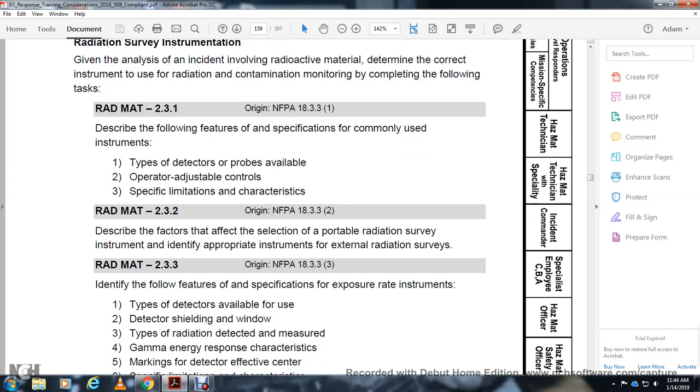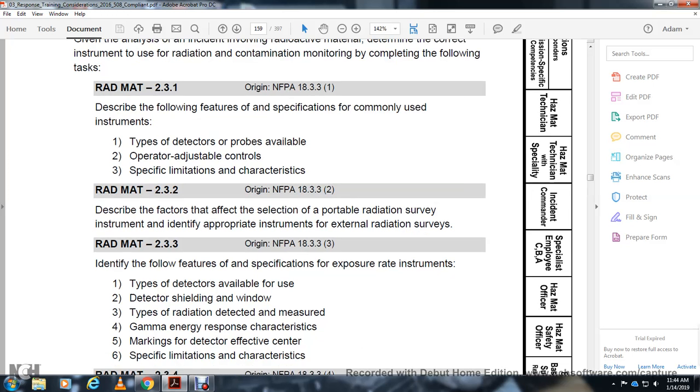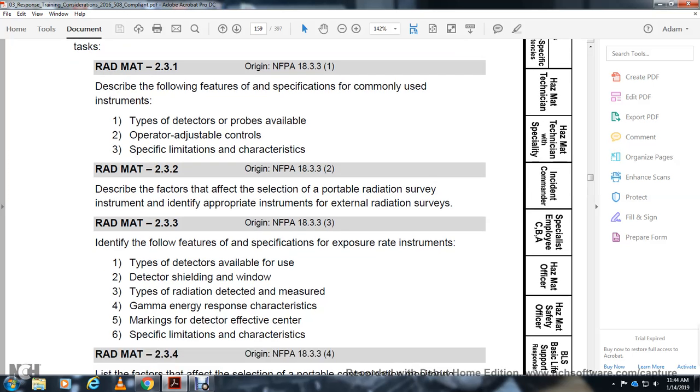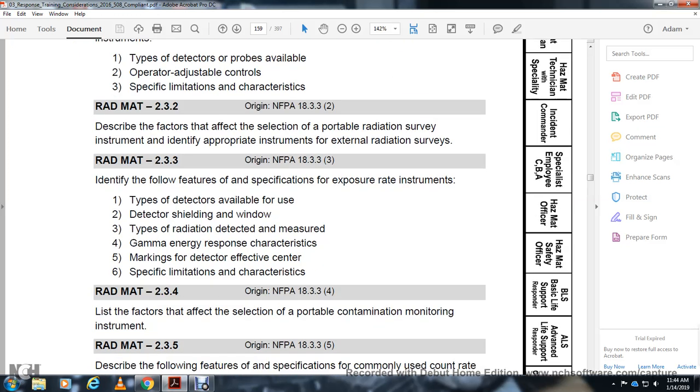The type of the detector available for use. The detector shielding window. The type of the radiation detector. Measure the gamma energy response and characteristics. Marking of the detector effective instrument. Sign of the specific limitation characteristic limiting factor.